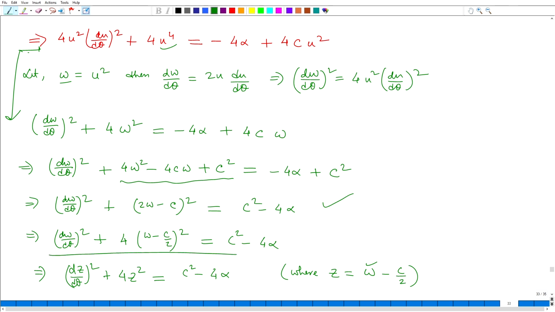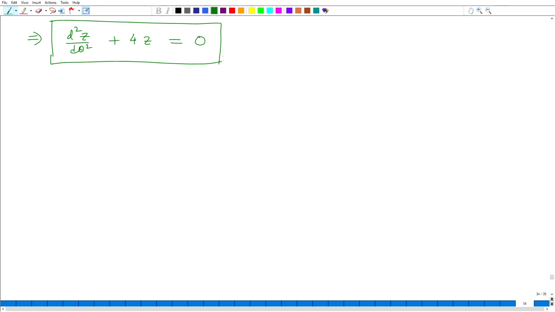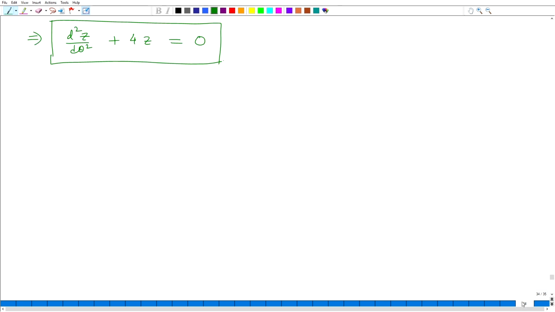So this is a form which is of quite importance, because once you have this, you can immediately differentiate it with respect to θ, and you get d²z/dθ² plus 4z is equal to 0. So if you simply do this, you will have this. Of course, to be very puristic, if you do d/dθ of this, there will be this thing times dz/dθ.